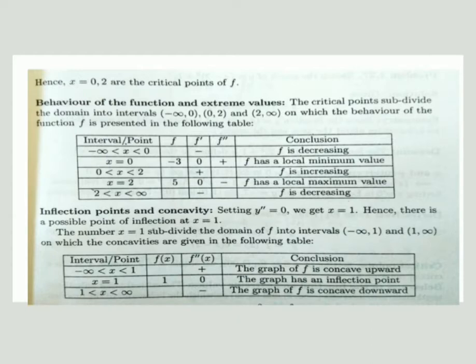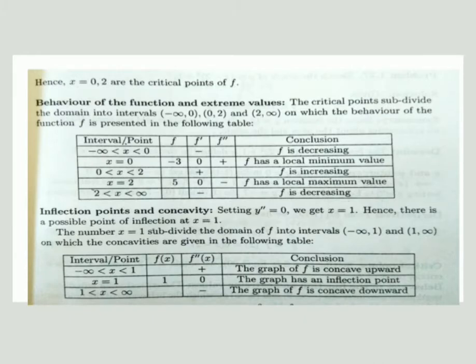Next, using that we can subdivide the domain into intervals: minus infinity to 0, 0 to 2, and 2 to plus infinity. Now suppose x varies between minus infinity and 0. Choose any value in that interval and substitute it in f dash; we will obtain a negative value. So therefore f is decreasing. At x equal to 0, f is minus 3, f dash is 0, and f double dash is positive. So therefore f has a local minimum value.